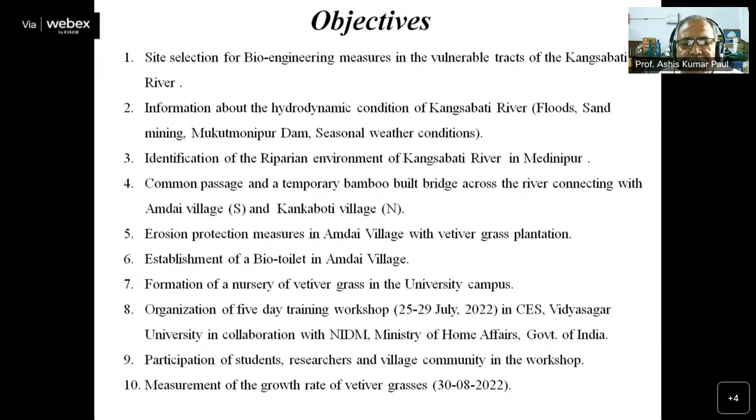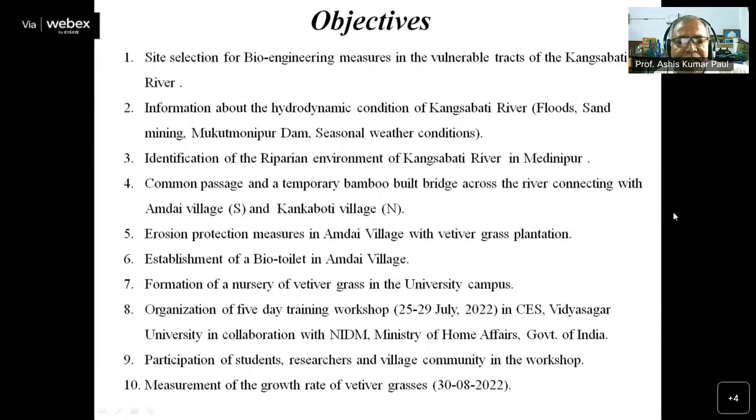Then, the information about the hydrodynamic condition of the Kangsabati River that we have extracted from the different sources of information, our literatures, particularly on the floods, sand mining activities in this area, and the location of the Mukutmanipur Dam, from where the excess water is usually released during the monsoon months, and then the seasonal weather conditions.